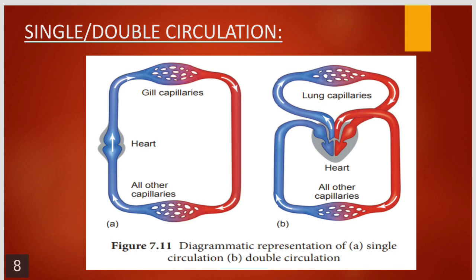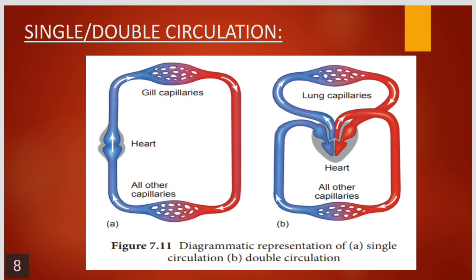Coming to the B bit, if you observe here, the blue color is deoxygenated and the red color is oxygenated blood. First, from the vena cava, superior and inferior, the blue color deoxygenated blood is received by the heart, and this blood goes to the lungs by the pulmonary artery. You can see that arrow going up. In the lungs, exchange of gases takes place and the oxygenated blood comes by the pulmonary vein to the heart again. So the heart has received deoxygenated blood from the body and oxygenated blood from the lungs.